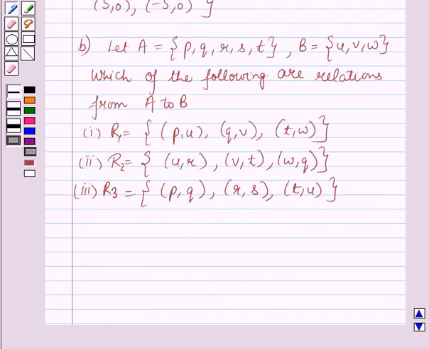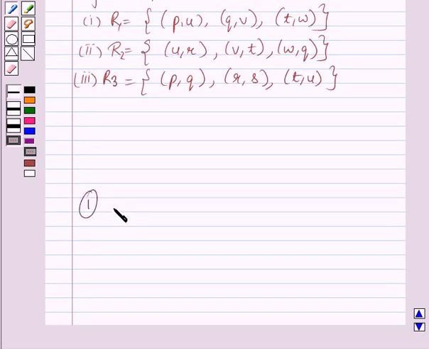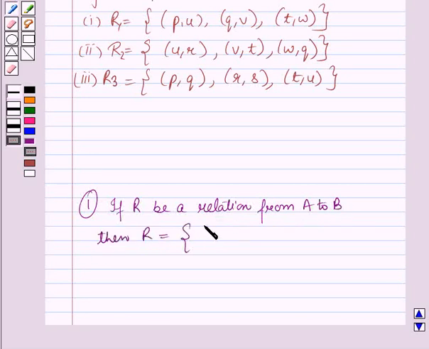Now before starting the solution of this question, we should note some results. First is, if R be a relation from the set A to the set B, then R is equal to the set containing the ordered pairs (X, Y) such that X belongs to A and Y belongs to B.